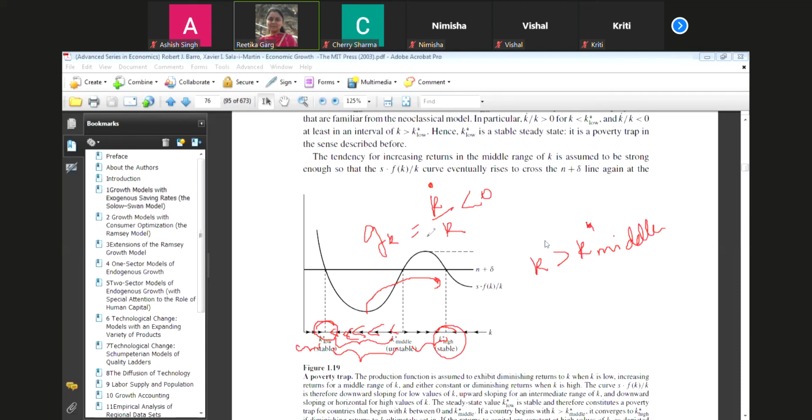So you're saying that the capital growth rate will be negative here, between K star low and K star middle. Let's first work out the expression for GK. This GK will involve the average product of capital. You'll be able to see that for K less than K star low, GK is positive, and for K greater than K star low, GK is negative, till K star middle.